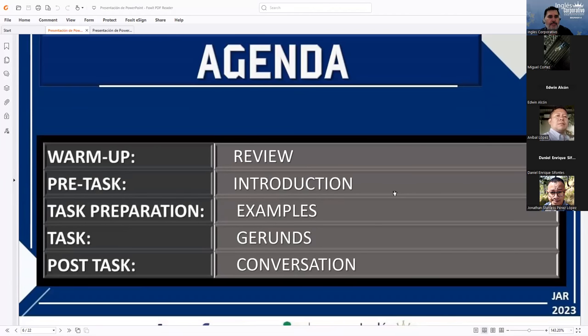This is the agenda. Review. You say, teacher, review of what? We're going to review so and such. Then the introduction to GERUNDS, some examples, and we're going to practice GERUNDS. And we'll finish with a conversation.